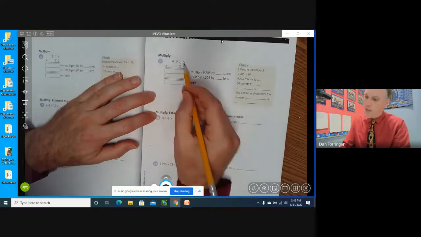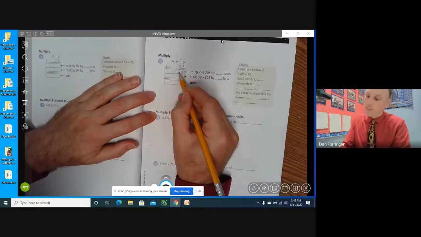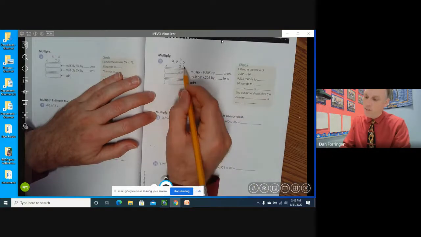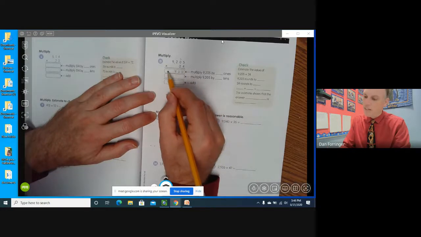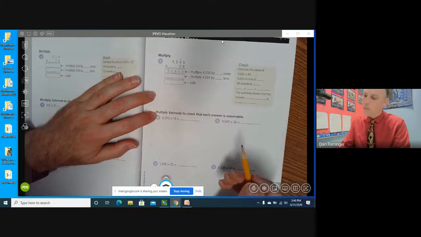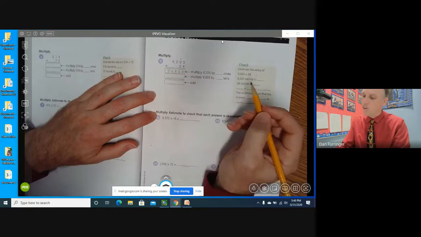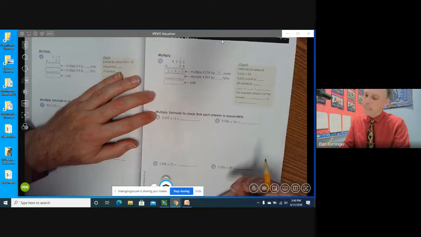So 4 times 5 is 20. Carry the 2. 4 times 0 is 0, so it's 2. 4 times 2 is 8. 4 times 9 is 36. You guys should be writing this down with me. So 36,820 is what 9,205 multiplied by 4 ones is.